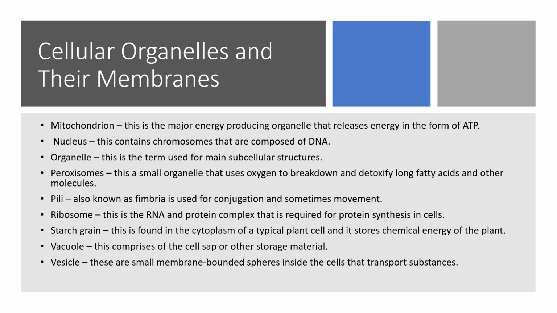The starch grain is found in the cytoplasm of a typical plant cell, and it stores chemical energy of the plant. The vacuole comprises of the cell sap or other storage material. And the vesicle are small membrane-bound spheres inside the cells that transport substances.